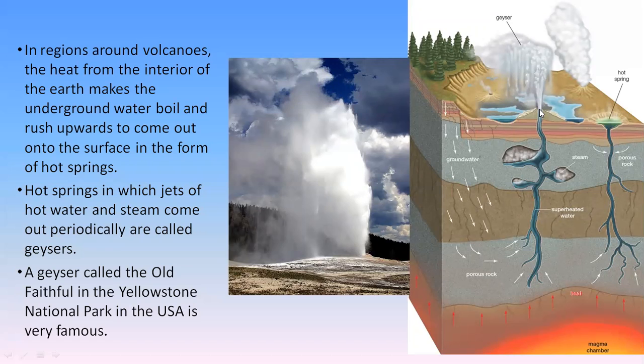That is how the steam comes out of the pressure cooker. Like that, boiled water comes out through these small holes on the earth's surface. That is called a geyser. And this is one of the famous geysers in Yellowstone National Park in the USA. This geyser is called Old Faithful.